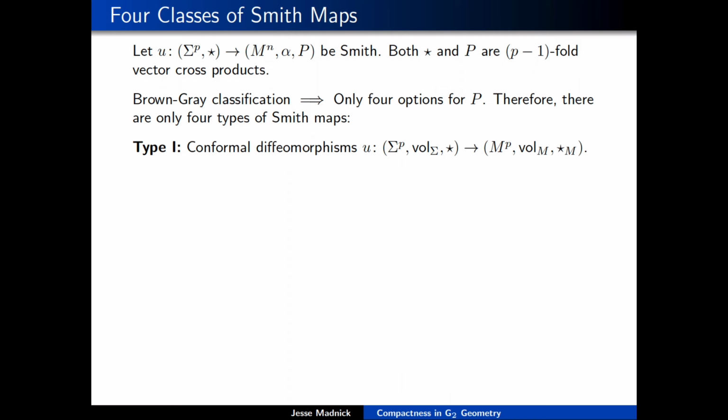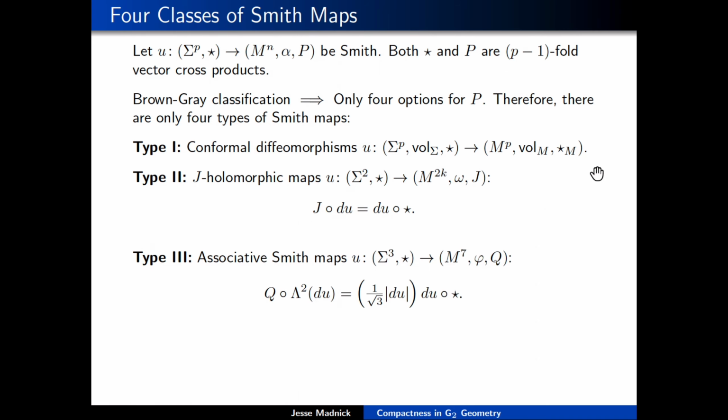If you take capital P to be a type 1 vector cross product, meaning the Hodge star, then your Smith maps are not very interesting, they're just conformal diffeomorphisms. However, if you take P to be of type 2, meaning that P is an almost complex structure J, then the Smith equation reduces to exactly the Cauchy-Riemann equations. And your Smith maps are J-holomorphic maps.